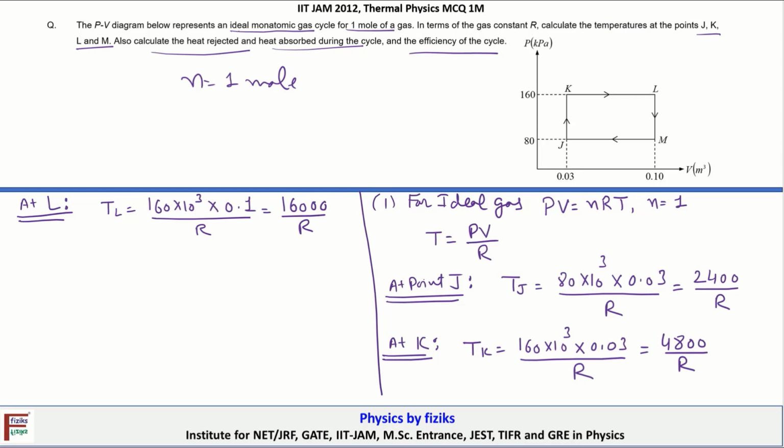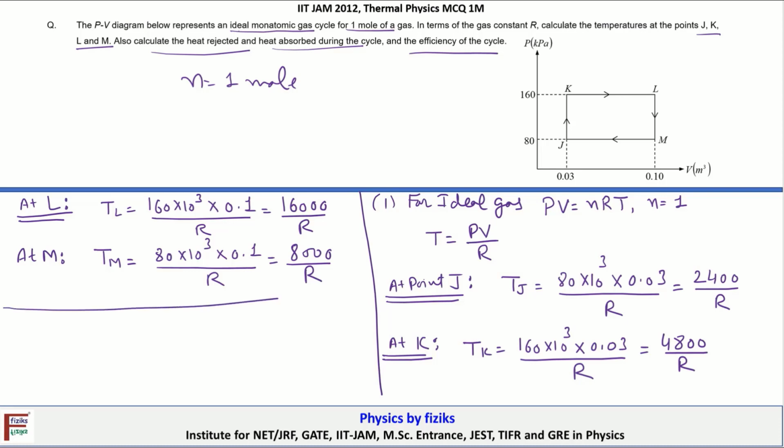So at point M, the temperature is Tm, and this is equal to PV by R. What is the pressure at point M? It is 80 kilopascal, so 80 into 10 power 3, multiplied by the corresponding volume, which is 0.1, divided by R, and this is equal to 8000 divided by R.